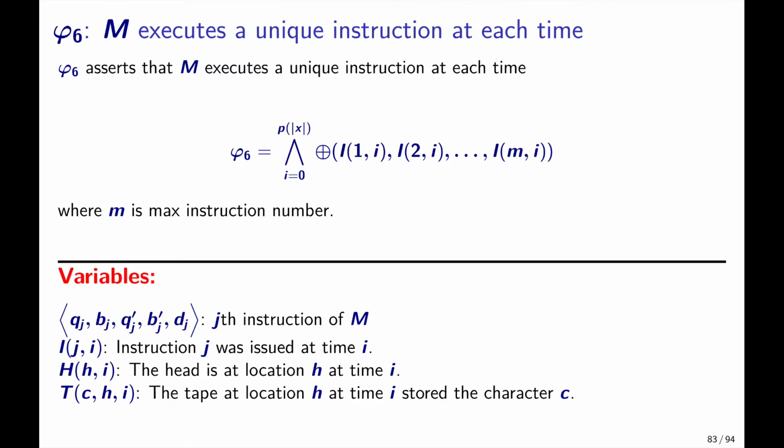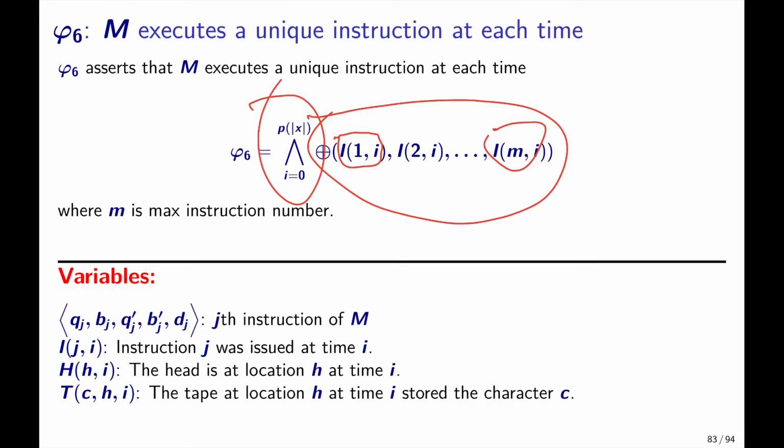Similarly, we require that at any point in time, only one instruction is being executed. So I_1,i is the variable that is 1 if the first instruction is being executed at time i, right? Instructions, to remind you, are the transitions, where we listed all of them and just numbered them. So we just take all those variables at time i, and we take the O plus, and then we take the AND across time. Okay, so that's easy enough.